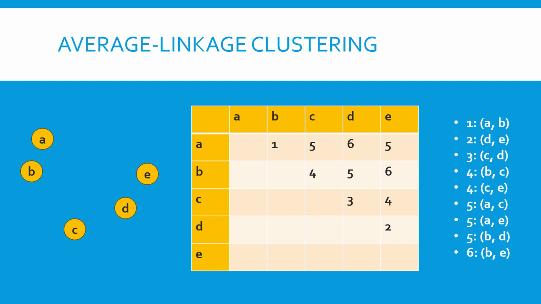On the left, we have 5 objects, A through E, each starting as its own cluster. In the middle is the pairwise distance matrix. On the right is a heap that contains all pairwise spacing values. The heap gives us the smallest spacing in O(log n) time and supports efficient updates as clusters are merged.